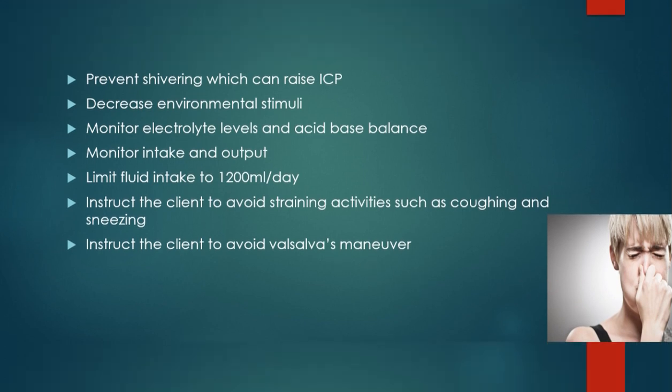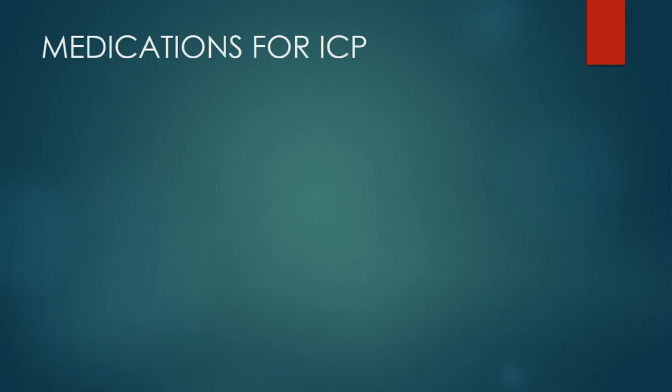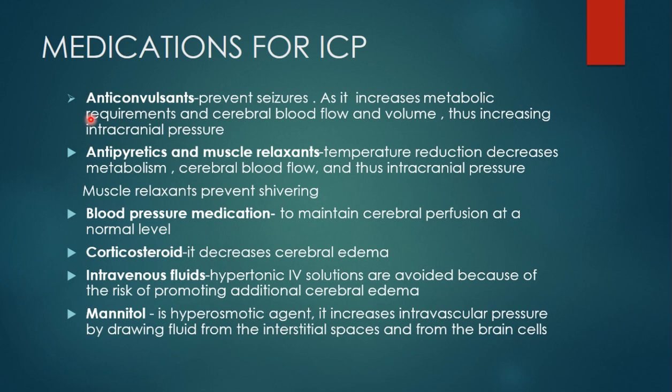Next, so this is all about the interventions. Next is medications. What medications can we use for increased intracranial pressure? These are anticonvulsants, antipyretics and muscle relaxants, blood pressure medications, corticosteroids, intravenous fluids and mannitol. Let's discuss. Anticonvulsants may be given prophylactically to prevent seizures, as seizures may increase the metabolic requirements and the cerebral blood flow and volume, thus increasing the intracranial pressure.